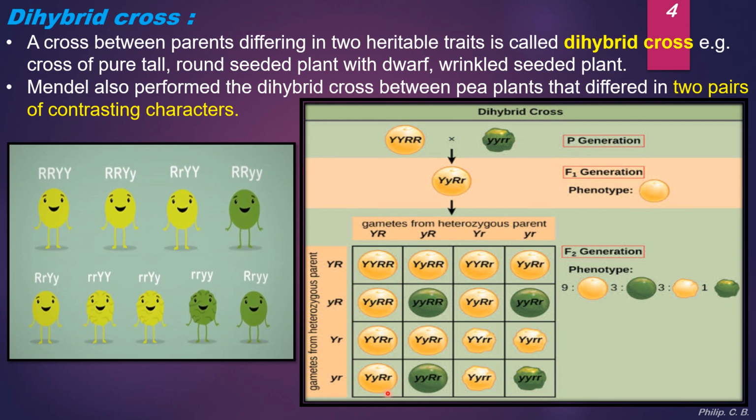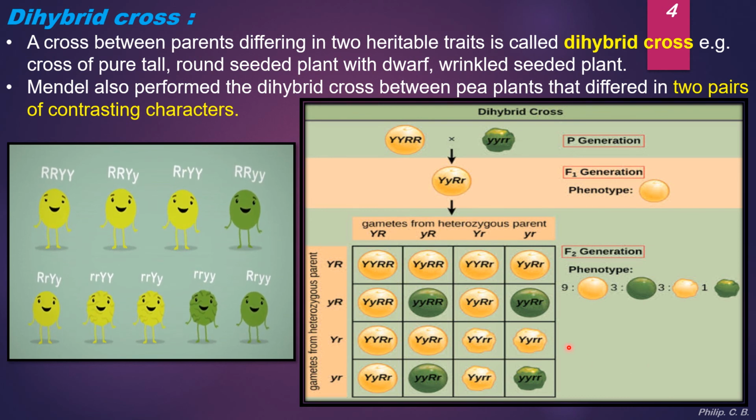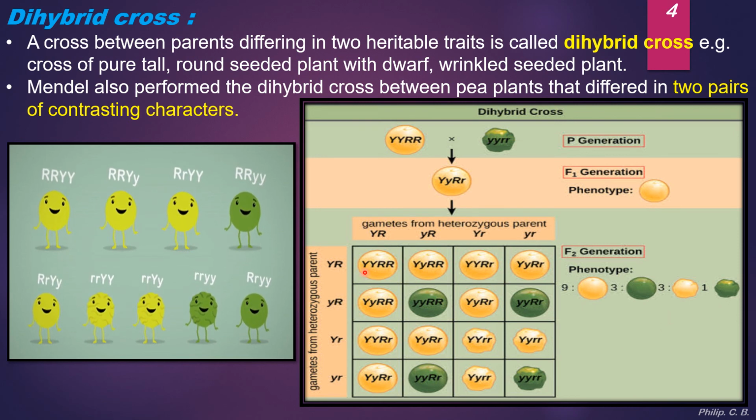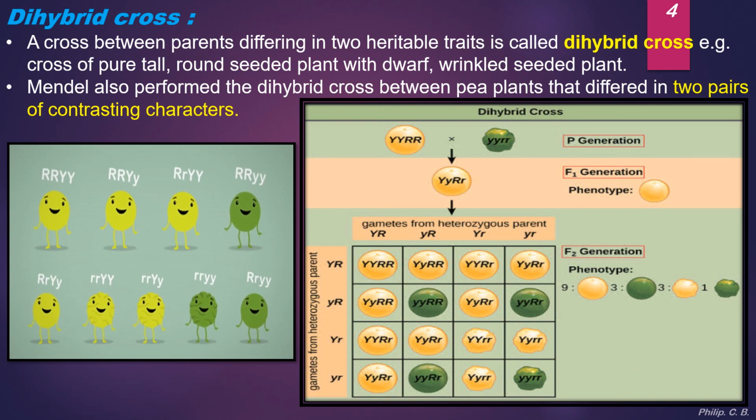So we can get the ratio: the diagonal and inverted L is 9, the green rounded one is 3, and then the yellow wrinkled one again 3, and lastly the single dwarf one. So we get the ratio 9:3:3:1. That is in the case of a dihybrid cross. If you count all in all, 9 plus 3 is 12, 12 plus 3 is 15, 15 plus 1 is 16. In all, we get the number of offspring present in the checkers method.